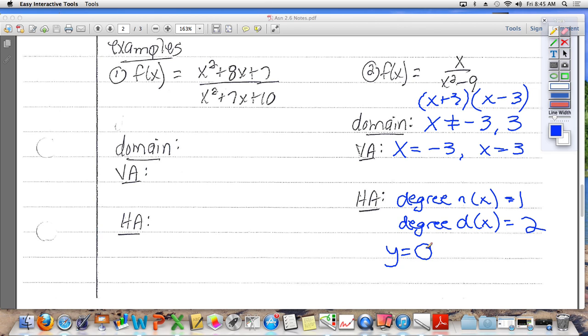Okay. So in other words, the x-axis in this case would be the horizontal asymptote.